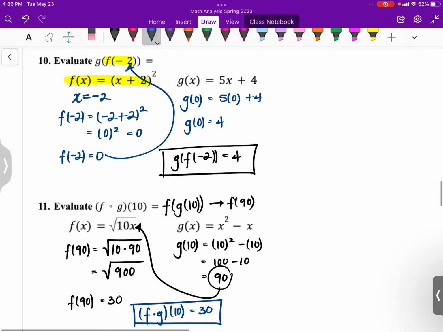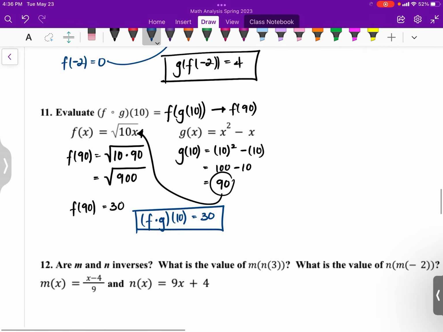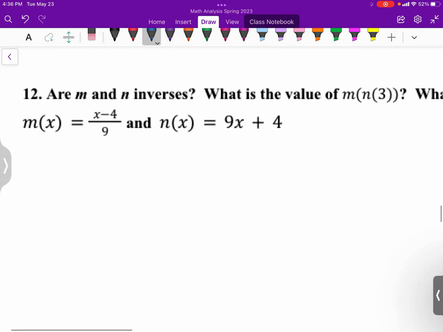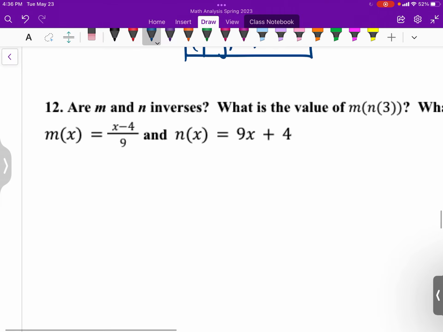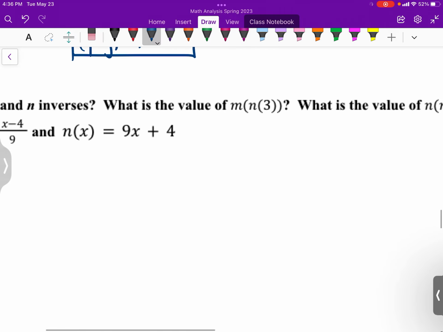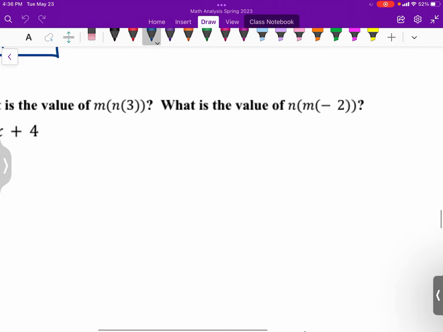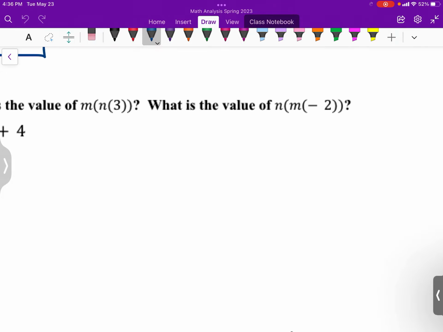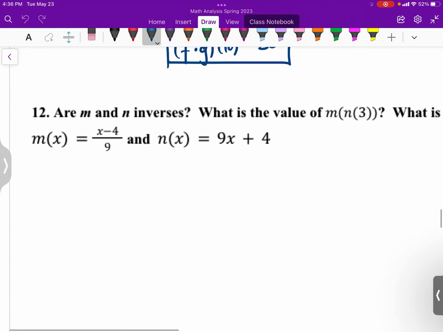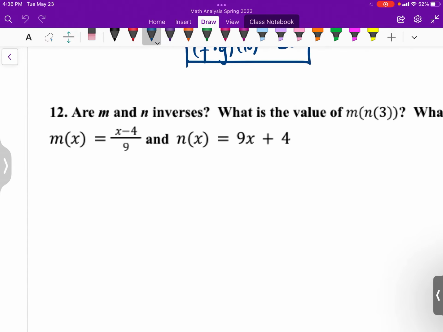So once again, these are the composite functions. This is the last chapter we left off on. Now on these ones, this is the fairly new material where it talks about m and n being inverses. What is the value of m of n of 3, and what is the value of n of m of -2? Now, in order for us to determine if something is an inverse or not, the same number we input, in this case a 3, we should be getting the same result. So the input must equal the output in order for them to be inverses.